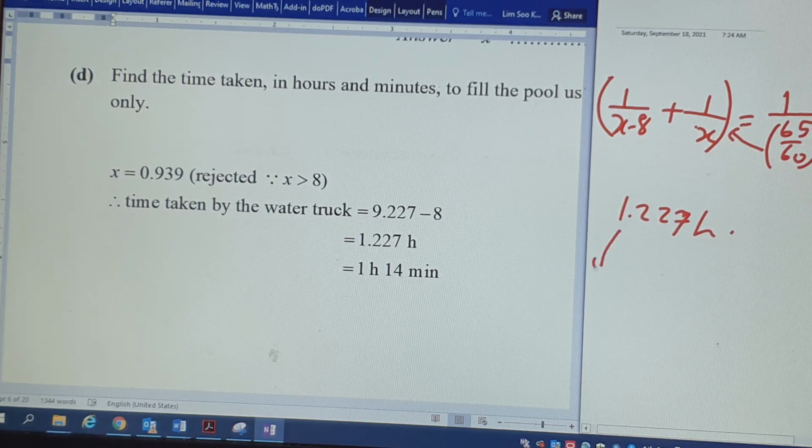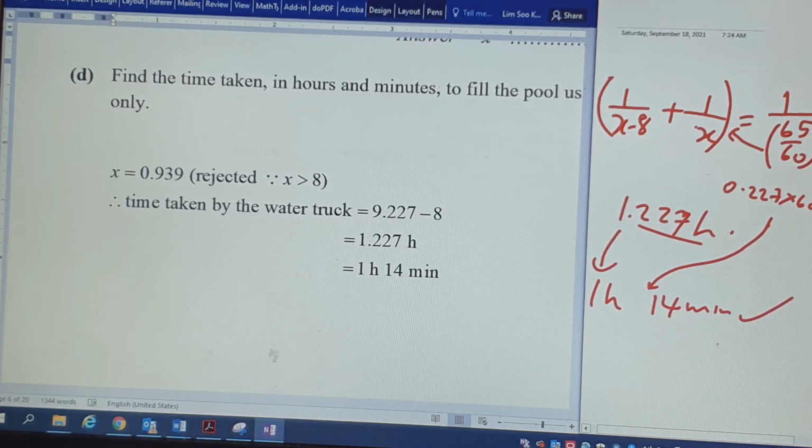This is 1 hour, no problem already. There, 1 hour done. But how to change this? You just take 0.227, right? You go and times 60. You will find that actually it's 14 point something. Then you can round off to 14 minutes. So you must know how to do the conversion for this.